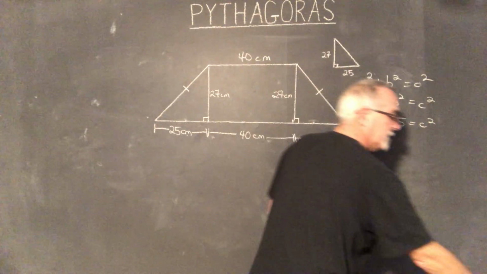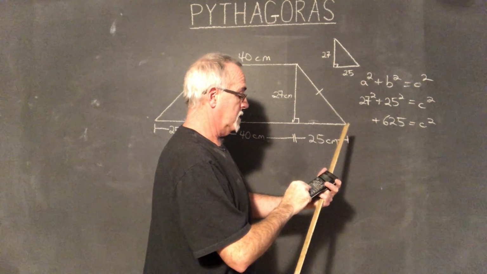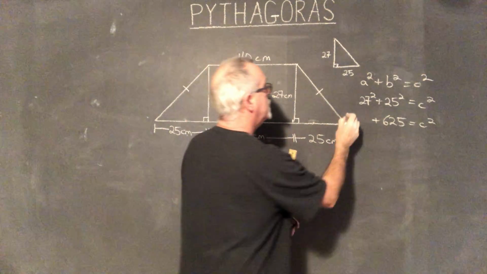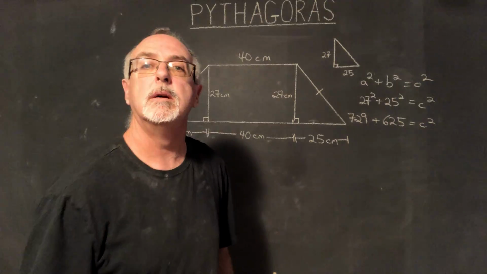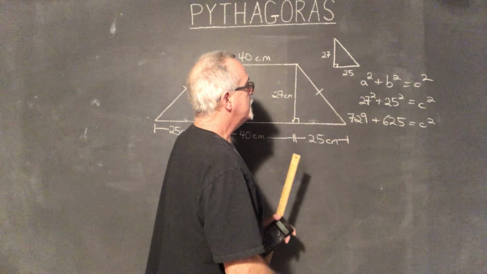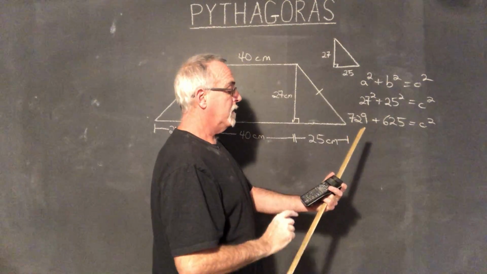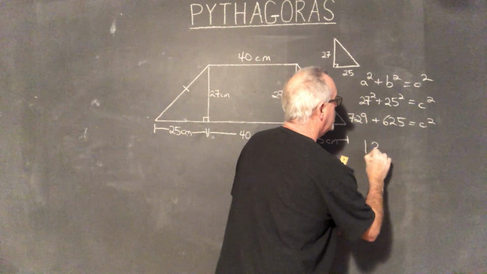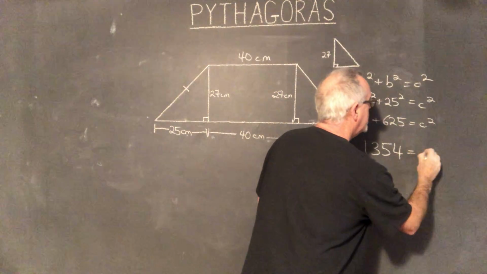But the 27 squared, I'll get with the calculator. 27 squared, 729. Just enough room to write that. How small is this looking on the video? It's kind of small. 729 plus 625, 1,354. He says, starting to write a little bit larger.